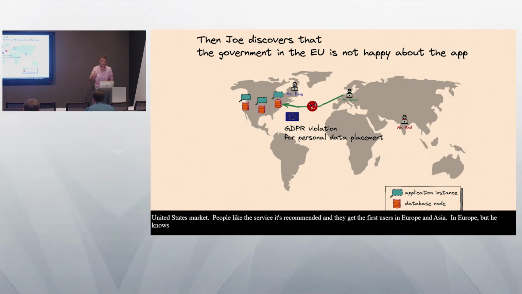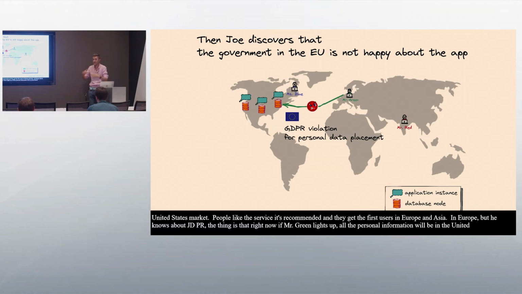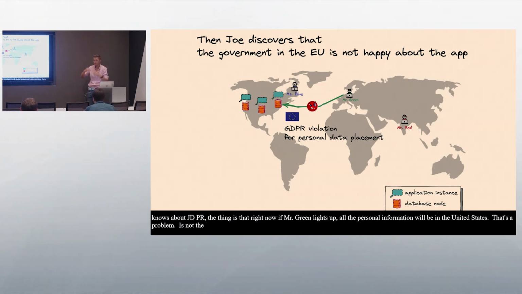GDPR is the thing everyone gives as an example. The thing is that right now, if Mr. Green buys anything through this app, all his personal information is going to be in the United States. That's a problem. Probably it's not a problem for this application at the current state because they are not officially in Europe and they don't have a big customer base. But in the future, if they consider Europe, they need to do something about that.